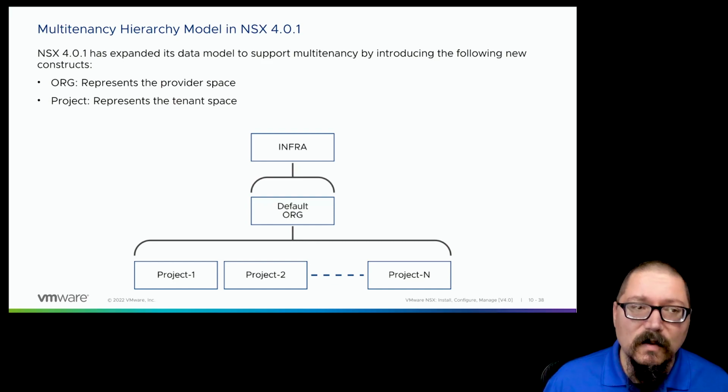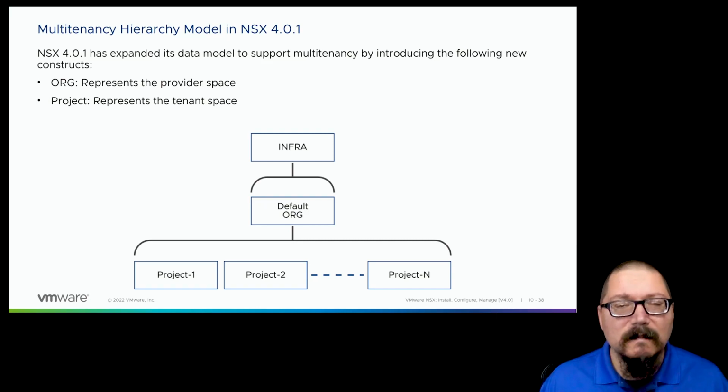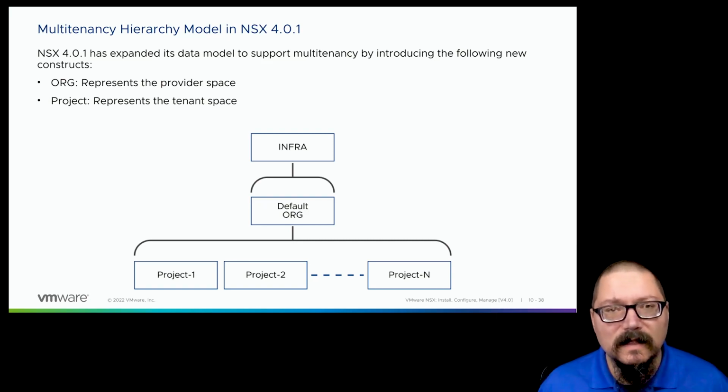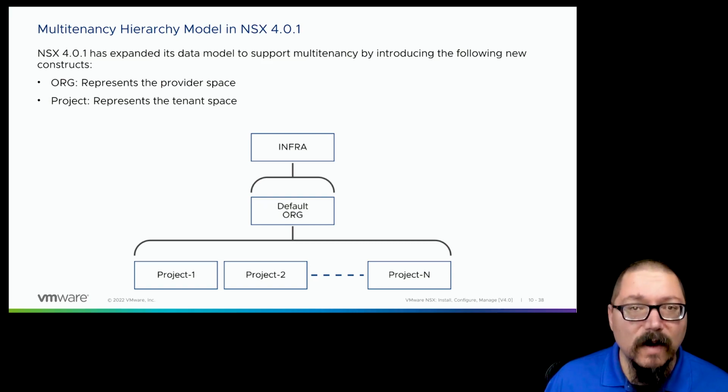And so in NSX 4.0.1, we have extended what we call our data model, this is kind of our API structure and our object structure, to support multi-tenancy. Now, there's only one organization, or org, available at this point. That's my provider. And then inside that provider, that org, I can build different projects. My projects would be approximate equivalents to my various tenants, right? So each tenant would get their own project.